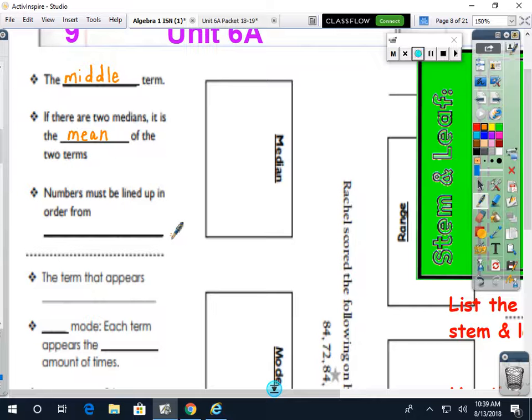Okay, now, you can't just look at a set of data and say, oh, that's the middle term, that's the median. There is something you have to do first. The numbers of the data set that you're given must be lined up in order from least to greatest. Now, of course, greatest to least would also work, but that's normally not the way we do it. We normally do least to greatest.